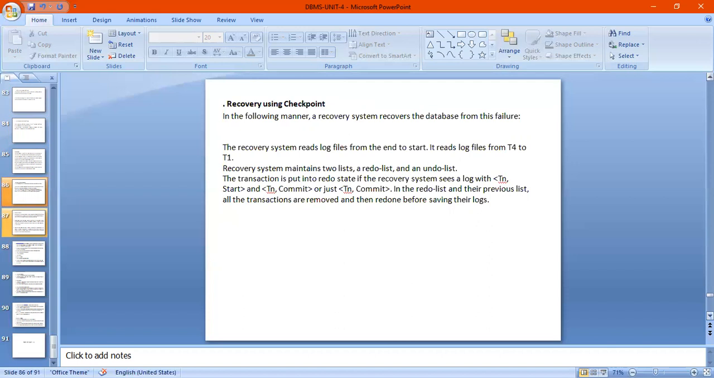The recovery system maintains two lists, the redo list and the undo list. A transaction is put into the redo list if the recovery system sees a log with start and commit, or just commit. For the transactions in the redo list and the undo list, all the transactions are removed and then redone before saving their logs.